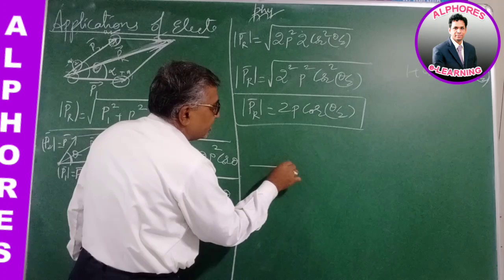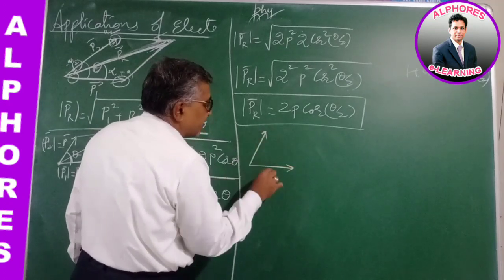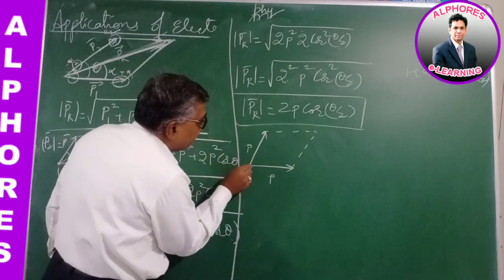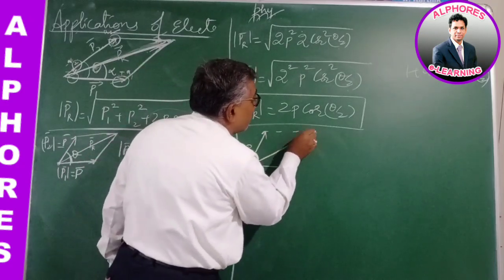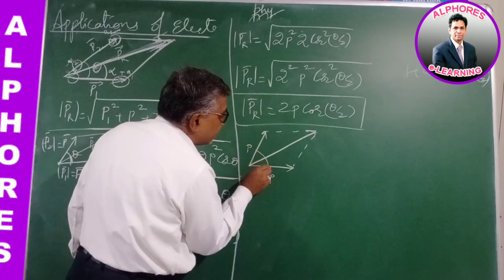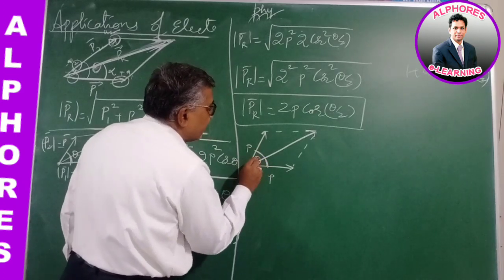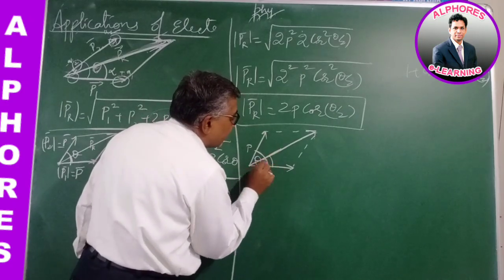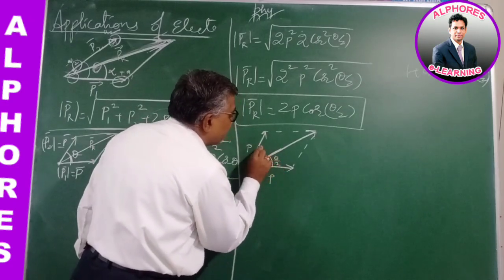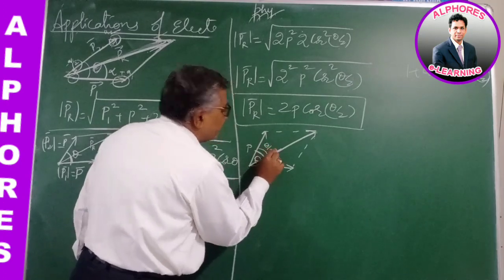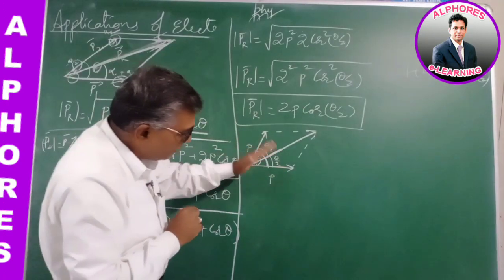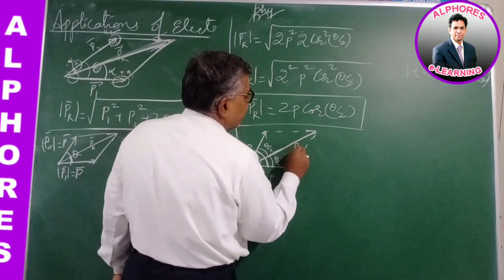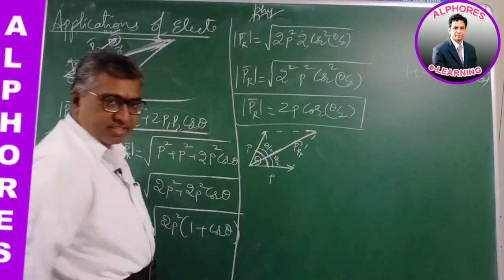So the direction: if this is one dipole and this is another dipole, P and P, and this is the parallelogram, then the resultant dipole moment is along the angular bisector of this total angle. The total angle is theta. The resultant dipole will be the angular bisector. It is theta by 2 here and theta by 2 here. It is the angular bisector of the two dipoles.